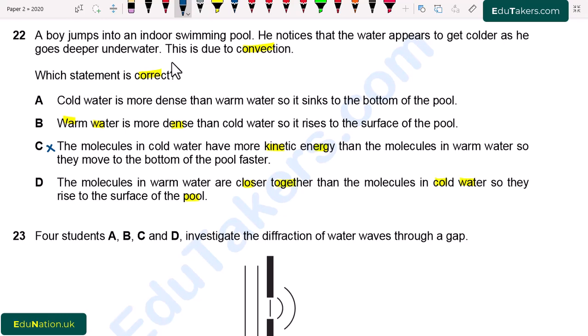Also, the D option shows that the molecules in the warm water are closer. Because the molecules in the warm water have high temperature, due to which they move faster and there is a distance between them. So this is also incorrect. The warm water has more density than the cooled water, so it rises to the surface of the pool. This is also incorrect, because the warm water has small density as compared to cooled water. So from here, MCQs A is correct, which shows that the cold water is more dense than the warm water, so it sinks to the bottom of the pool.